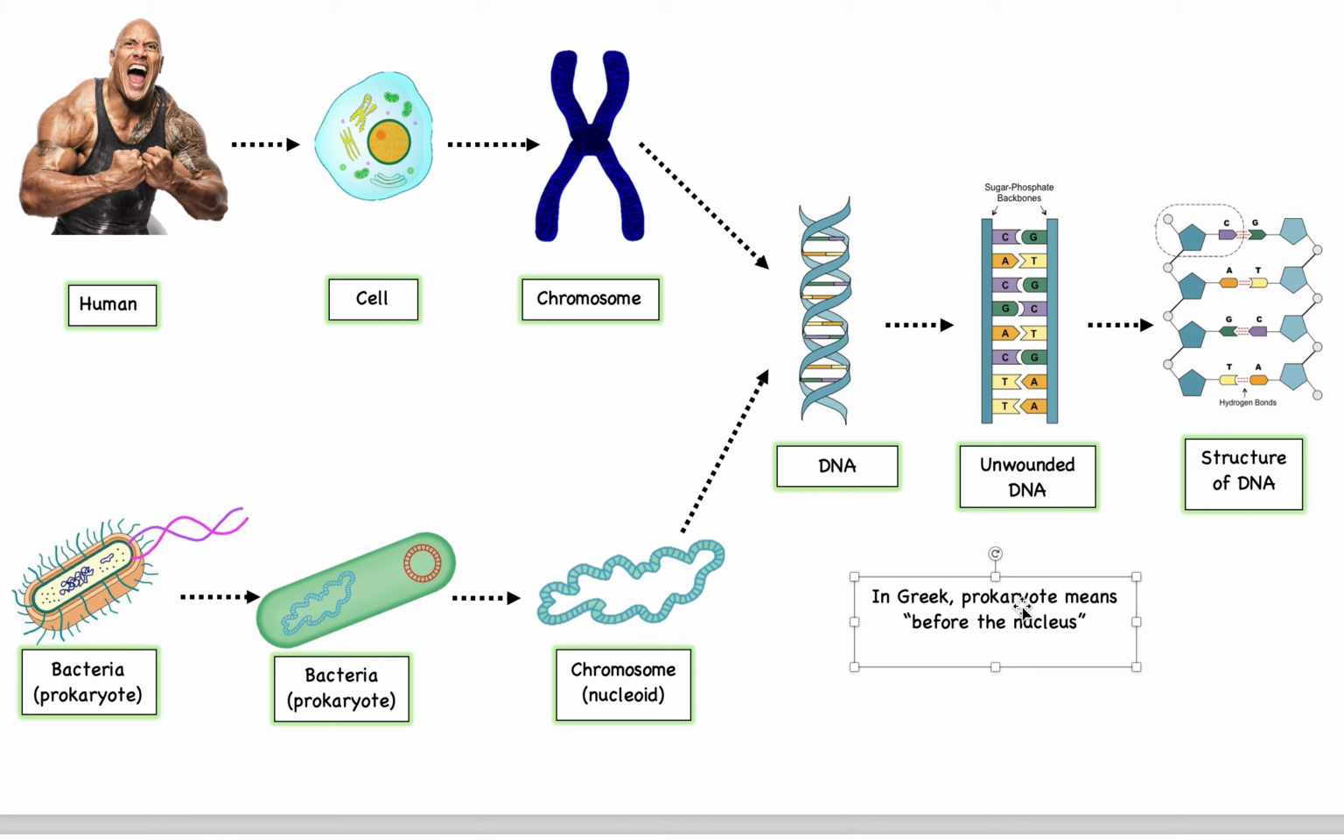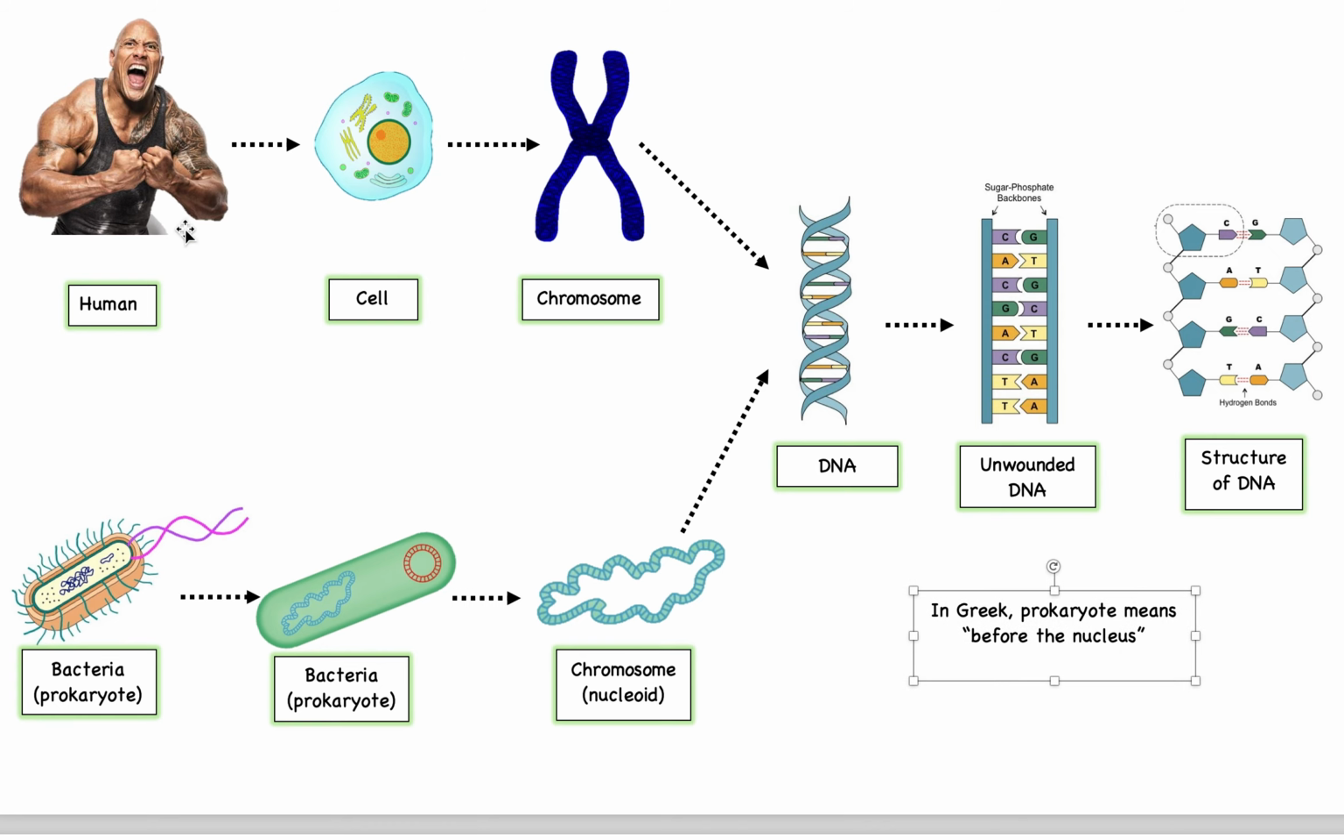So prokaryote means pro means before, and karyote means nucleus. So before the nucleus, meaning they don't have a nucleus. Prokaryote, no nucleus. Eukaryote means with nucleus. Eu means with, karyote means nucleus.